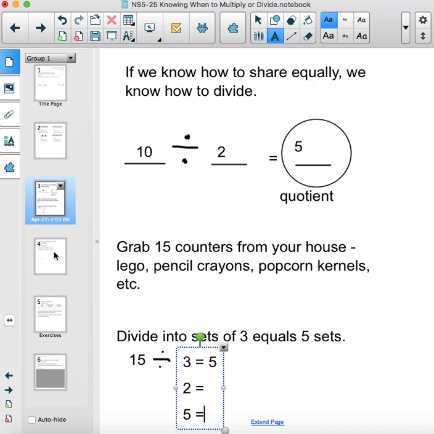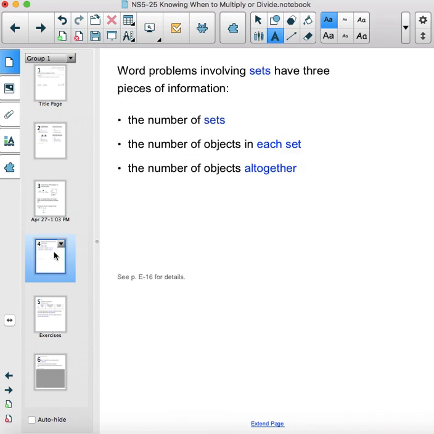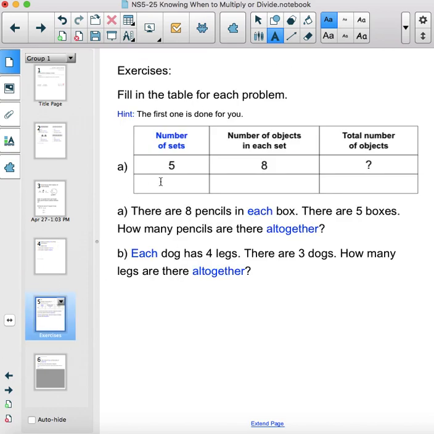Okay, now this next piece that we're going to look at, this is our vocabulary that we were talking about. So this will help you to answer some of your questions in your book. So let's take the same big idea. This time we're pretending we have pencils. So there's 8 pencils in each box. There are 5 boxes. How many pencils are there all together?